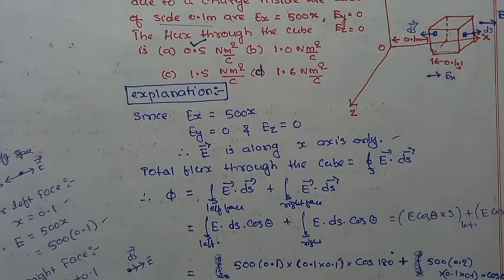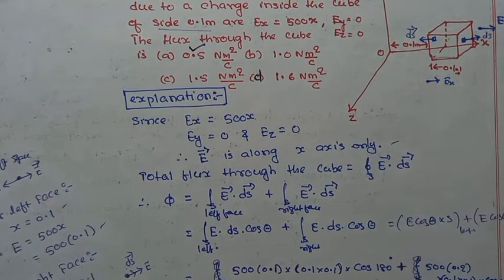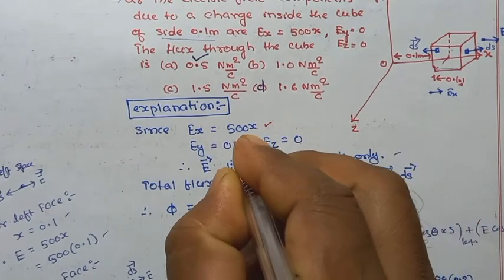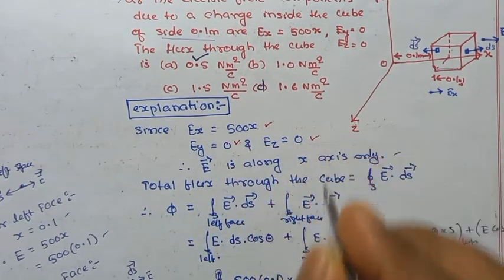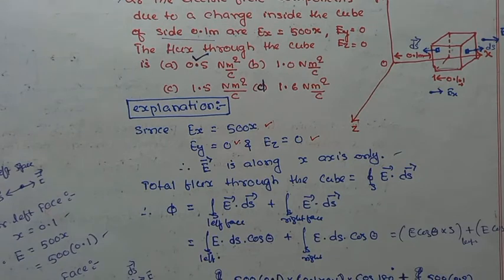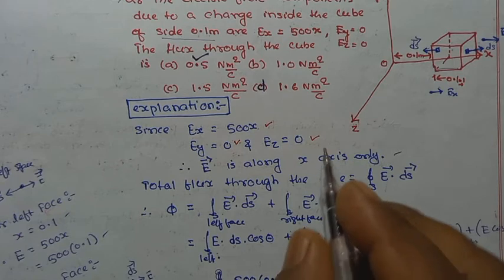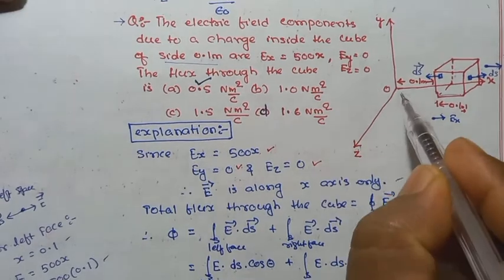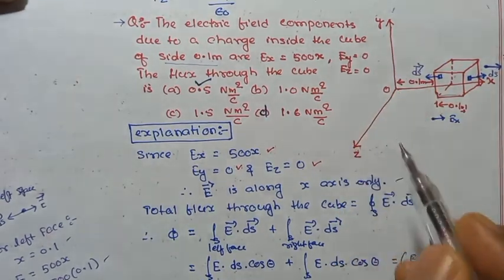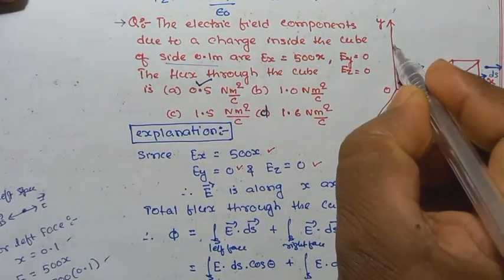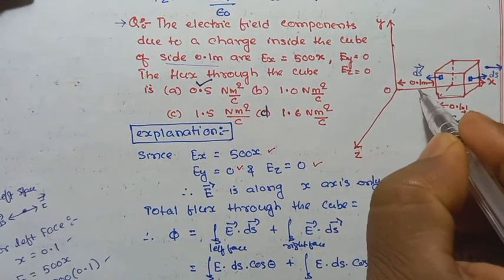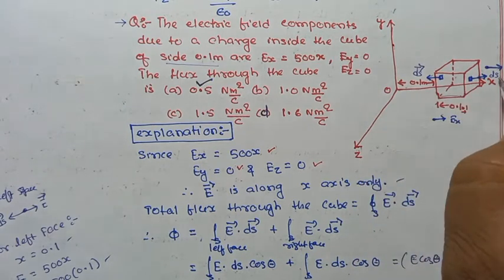Now the detailed explanation. In this question, given Ex is equal to 500x, Ey is equal to 0, Ez is equal to 0. That means the electric field along the y-axis is 0, and the electric field along the z-axis is 0. This is the x-axis, this is the y-axis, this is the z-axis. So the electric field along this axis is 0. The electric field along this axis is 0. And the electric field only exists along the x-axis. Okay?